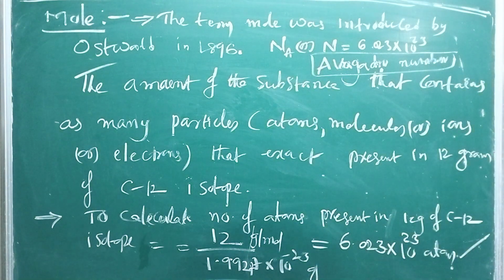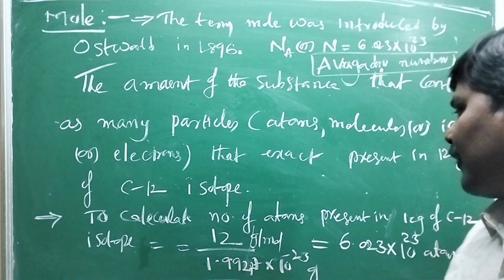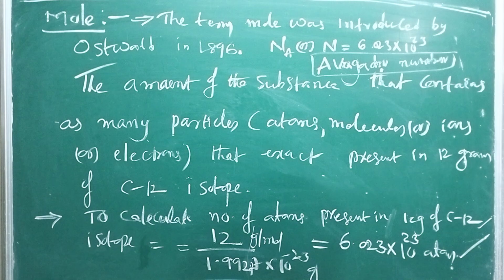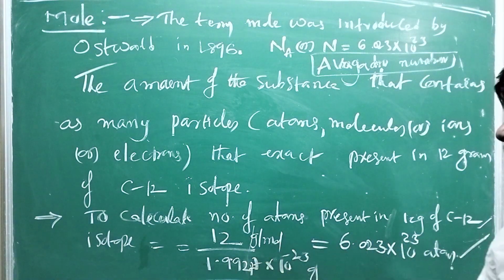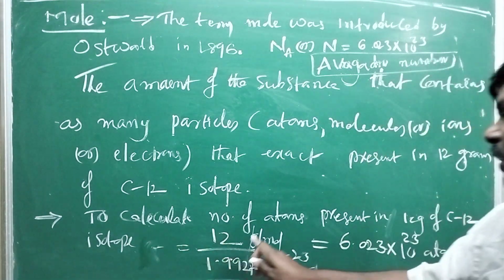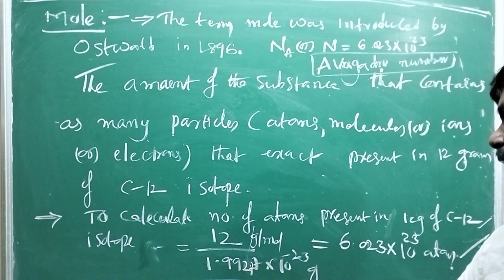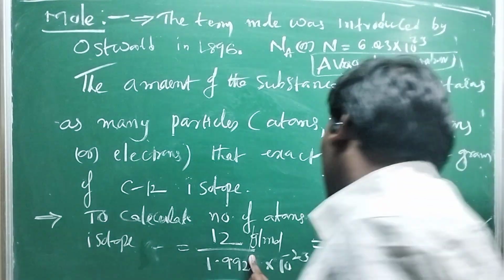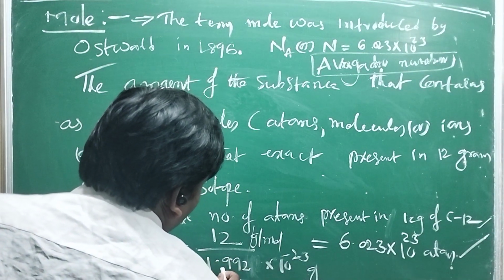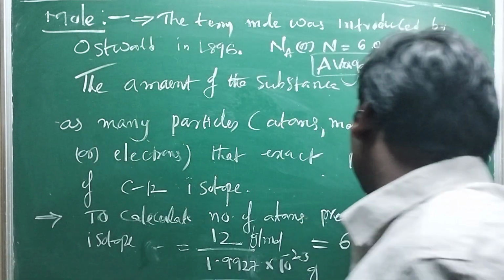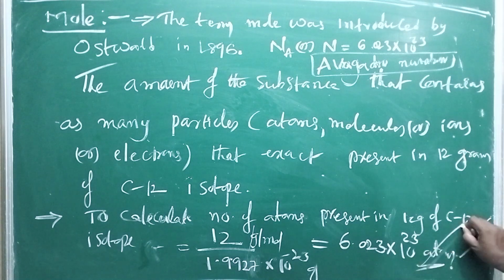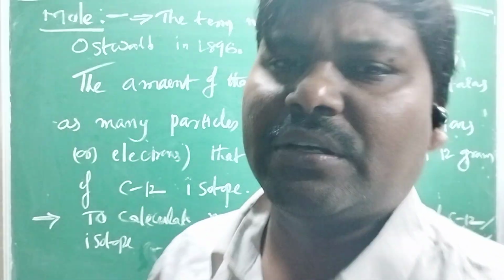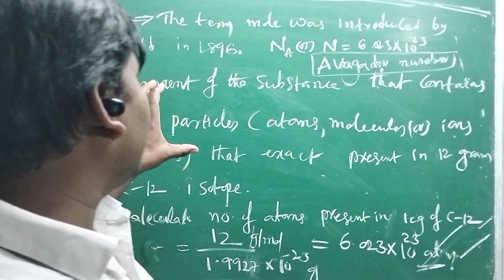This is the information about what a mole is and how to calculate the number of atoms present in 12 gram of C12 isotope. That is 12 gram per mole divided by 1.9927 into 10 to the power minus 23. That value is 6.02 into 10 to the power 23. This is called Avogadro number. This is the information about the definition of mole.